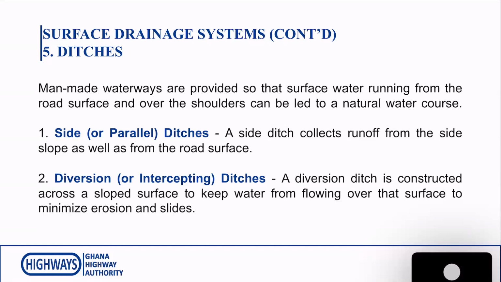And there are two types. One is called a side or parallel ditch, which we normally have. A side ditch collects the runoff from the side slope as well as from the road surface. Then you can also have a diversion or intercepting ditch. Now, a diversion ditch is constructed across a slope surface to keep water from flowing over that surface to minimize erosion and slides. Remember, I mentioned that when I was talking about the embankment. So it's a ditch that is constructed across a slope surface to keep water from flowing over that surface so that it can minimize erosion and slides.